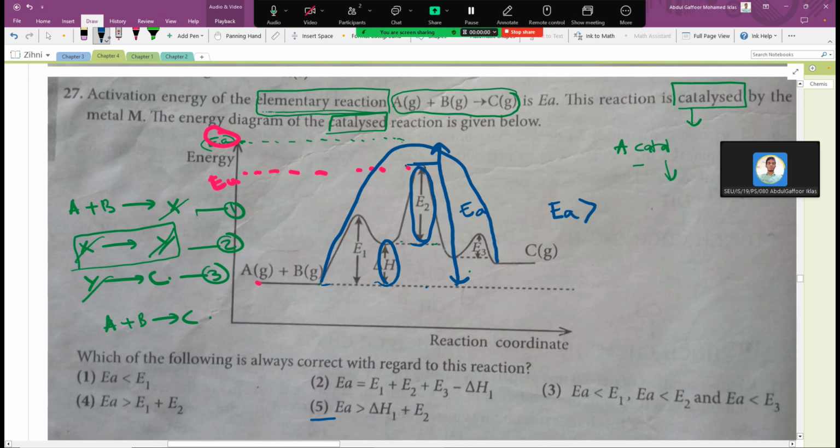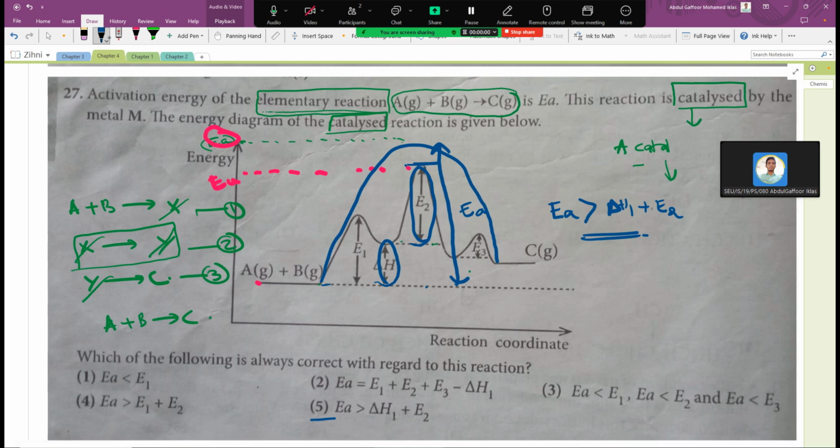So the initial activation energy should have been greater than this E2. So EA should have been greater than delta H1 plus E2. So this is the correct answer. Did you understand this question?